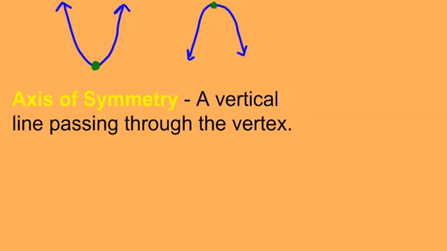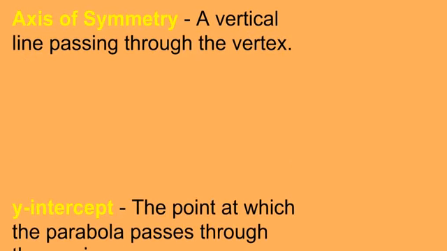An axis of symmetry is a vertical line passing through the vertex. So if I had a parabola such as this one, the axis of symmetry would pass through the vertex, and it's vertical, meaning it's going up or down. So this would be my axis of symmetry.